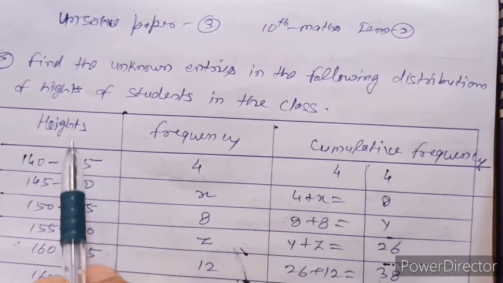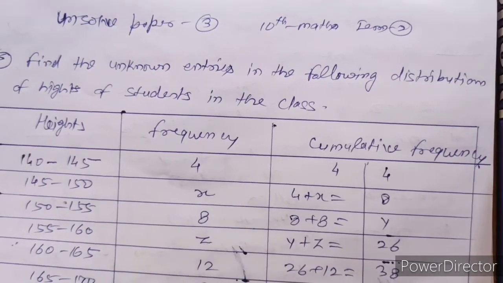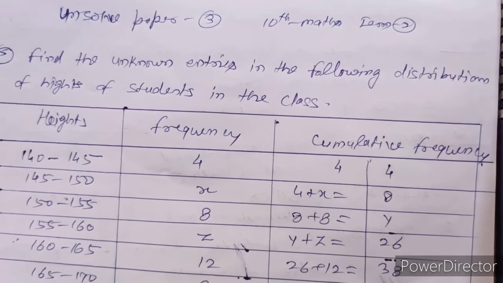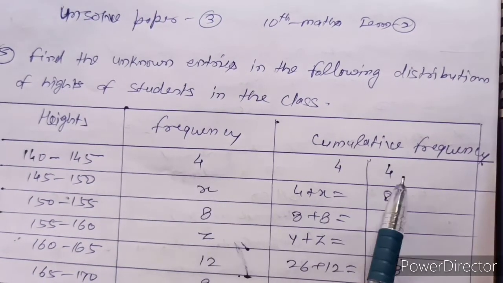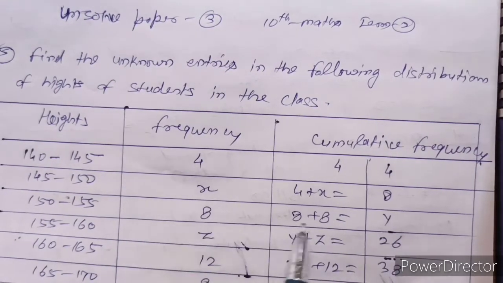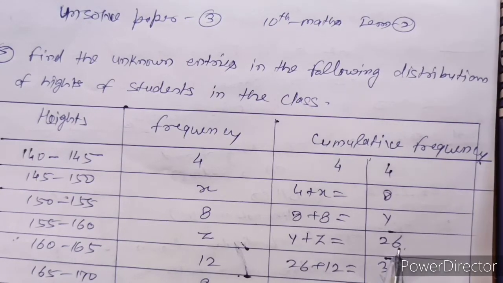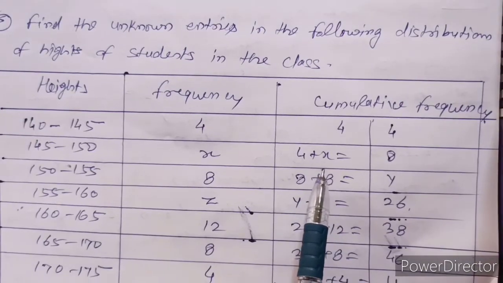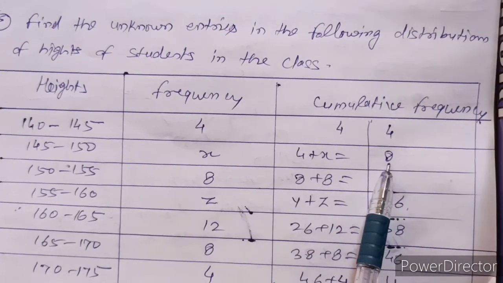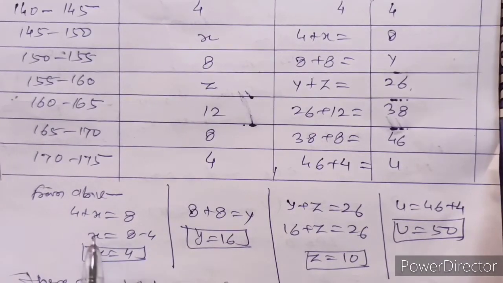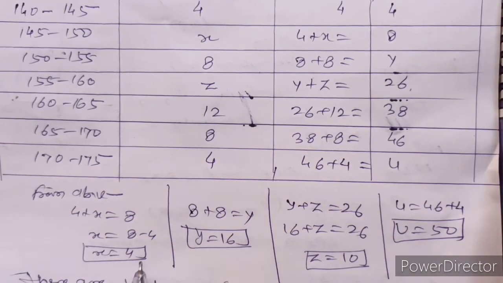Question number 5, find the unknown entries in the following distribution of heights of students in a class. There are the height intervals, the frequencies, and the cumulative frequencies. How can we get the cumulative frequencies? We add: 4 and 4 plus x equals 8, and 8 plus 8 equals y, and y plus z equals 26. From the table, 4 plus x equals 8, then x equals 4.